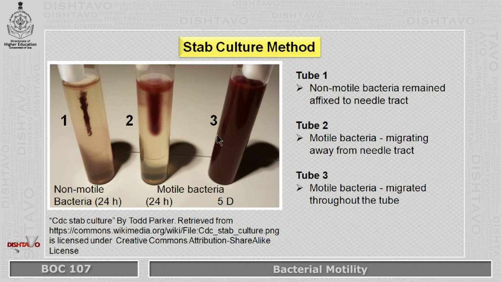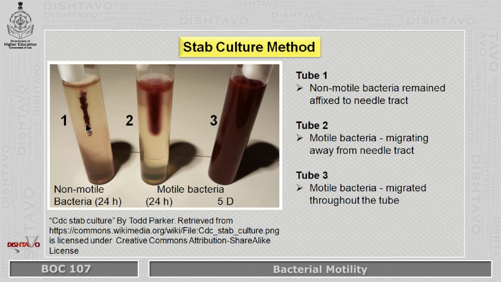Now in this photograph, we can see there are 3 tubes. In the first tube, we have inoculated non-motile bacteria and incubated for 24 hours. In the second tube, we have inoculated motile bacteria and incubated for 24 hours. In the last tube, that is the third tube, we have again inoculated motile bacteria but allowed it to grow for a duration of 5 days. Remember, we are using semi-solid agar medium in these tubes.